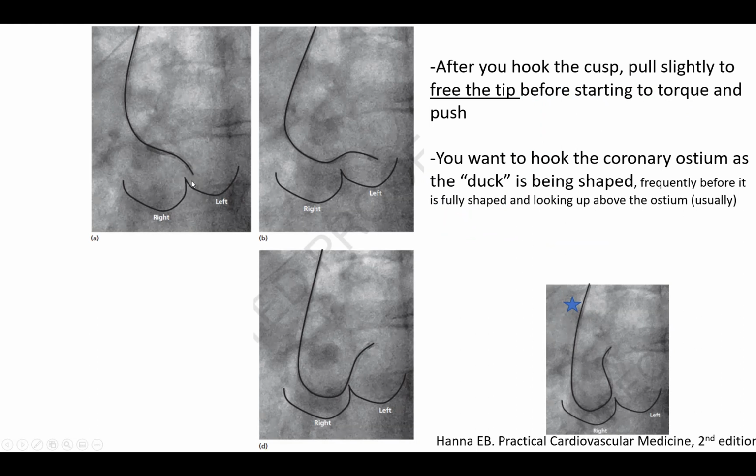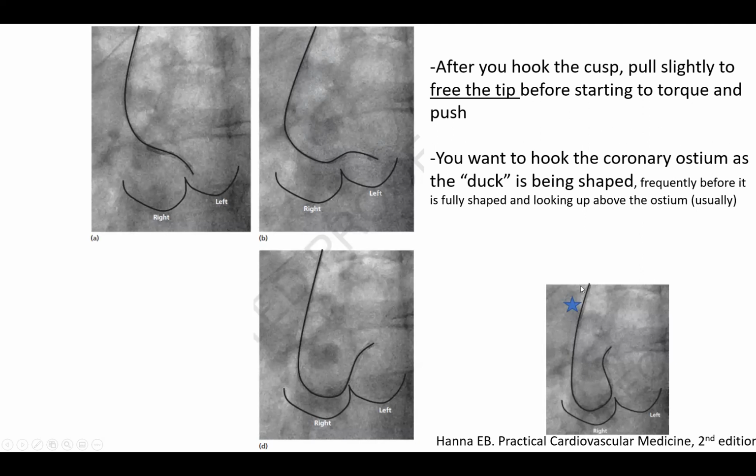Not always, but typically, especially for left coronary engagement, you want it to reach the cusp of interest. So you make that tip on that cusp of interest. But very important, you want to make sure that tip is free. So you get it there, you pull a little bit to make sure the tip is free. Then you start to torque and push to shape it into a duck. Usually for left coronary, either clock or counterclock can work. So you torque, you push and torque it. And you want to hook the coronary as the duck is being shaped.